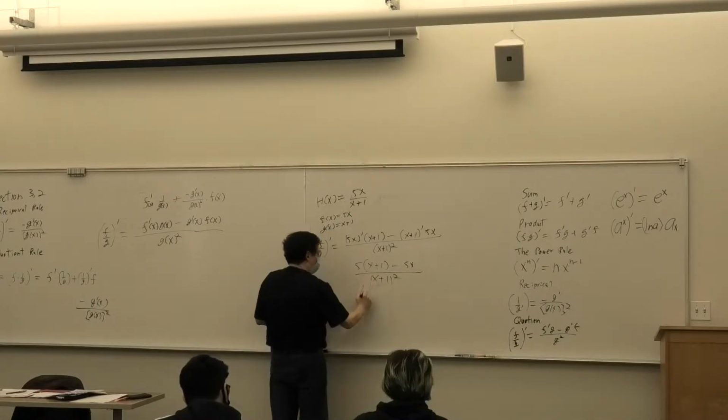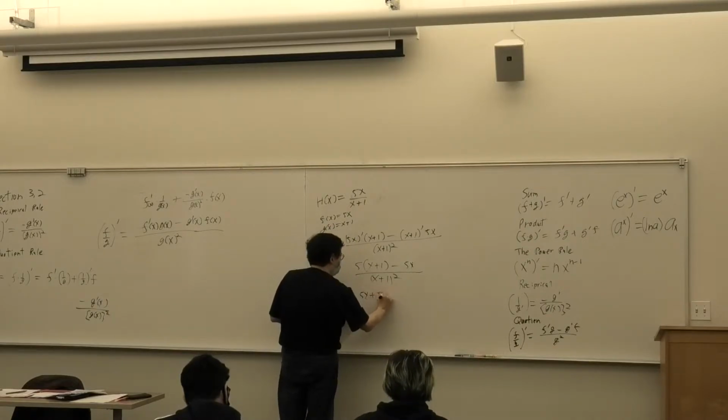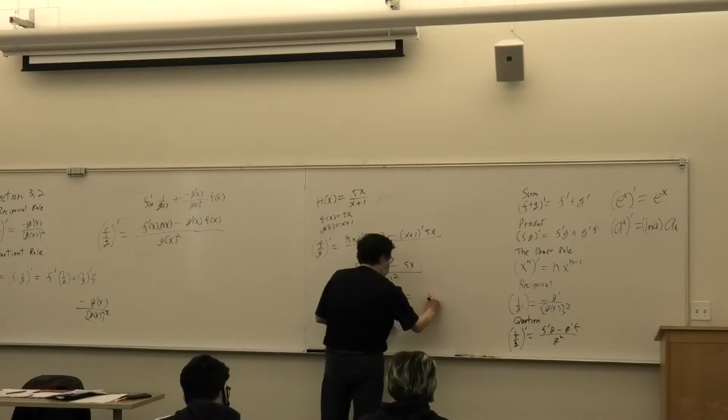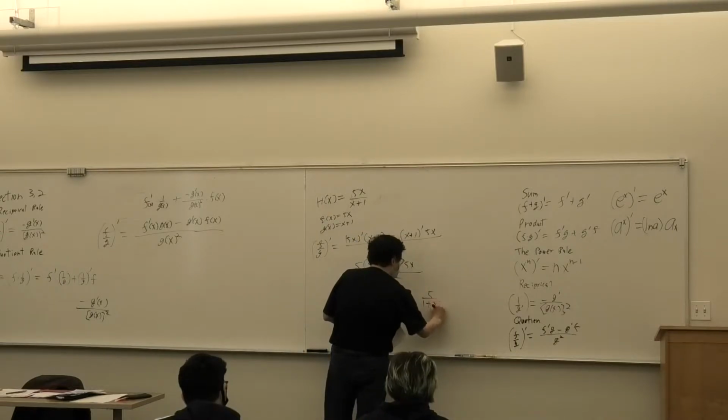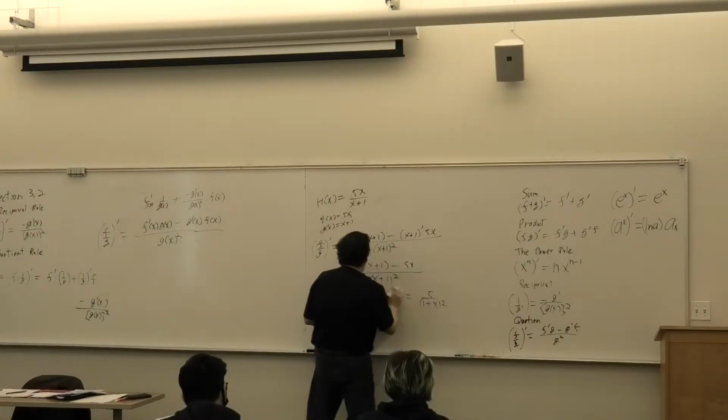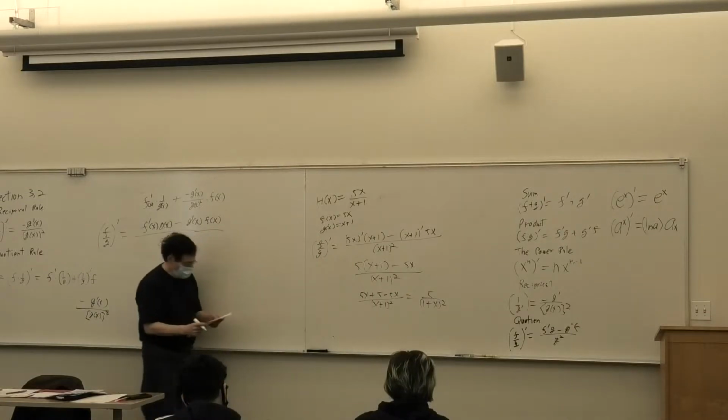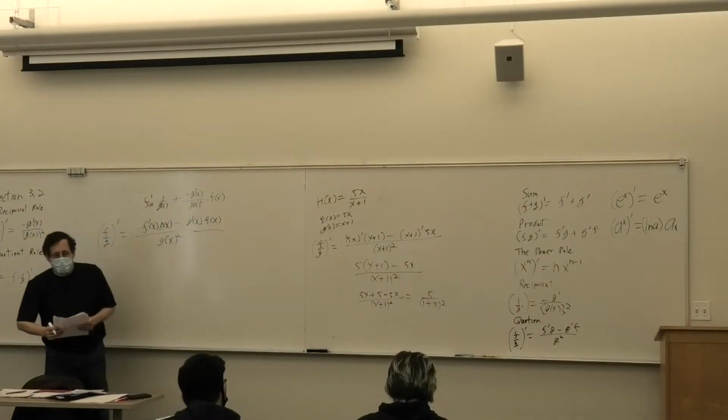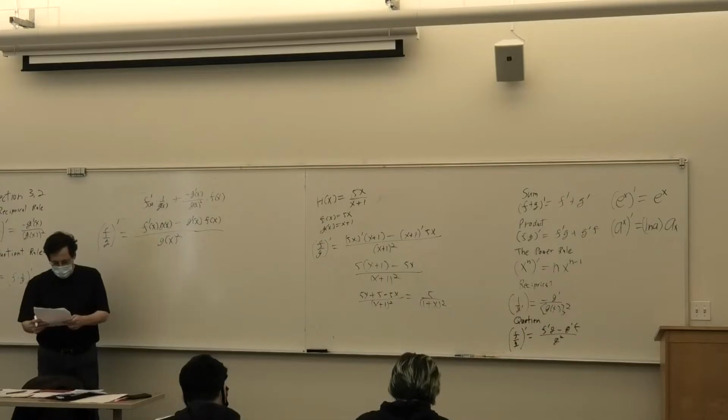And what do we have here? We have 5x plus 5 minus 5x over x plus 1 squared. So it's just 5 over 1 plus x squared. That's my derivative. So that's a simple example.